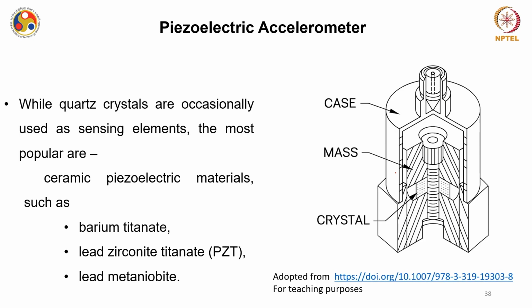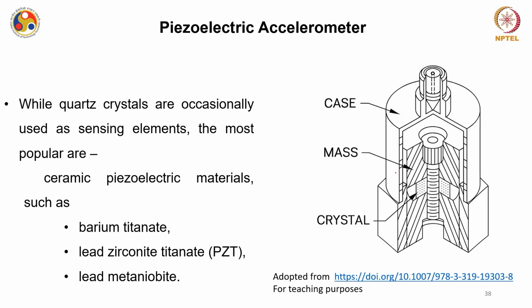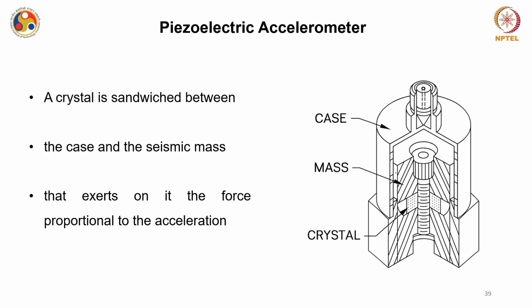We know that quartz possesses the piezoelectric property. Of course, silicon doesn't have it. That's why we have to look for other kinds of materials. So natural quartz has this kind of piezoelectric property, and quartz crystals are occasionally used as a sensing element. However, most of the time these devices rely upon ceramic piezoelectric materials, for example, barium titanate, lead zirconate titanate (PZT), which is very popular, and lead metaniobate. Out of these, PZT is of course very popular for piezoelectric accelerometers.